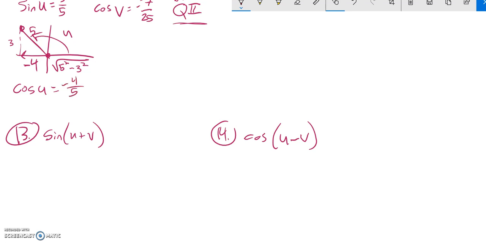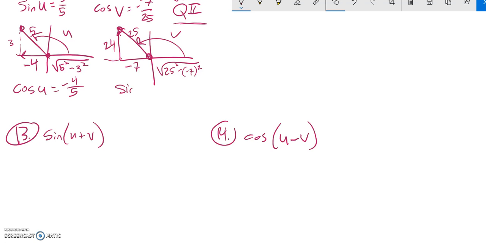All right, cosine of v, that's also in quadrant 2. So cosine of v is negative 7/25, which means this x value would be negative 7, and the radius is 25. Again, I can use the Pythagorean theorem to figure out the missing side: the square root of the radius squared minus one of the sides squared. Let's see, what is that going to be? 24. And it's going up, so it's fine being positive. So the sine of angle v would be 24 over 25. Now I have all the pieces I need.